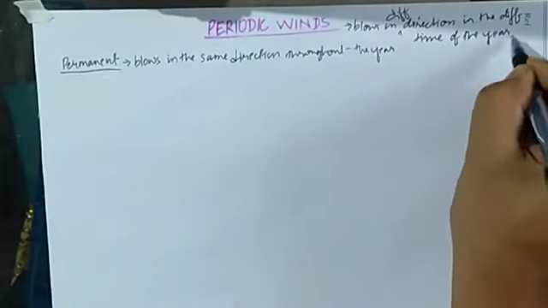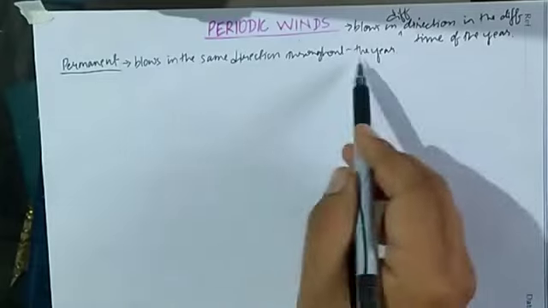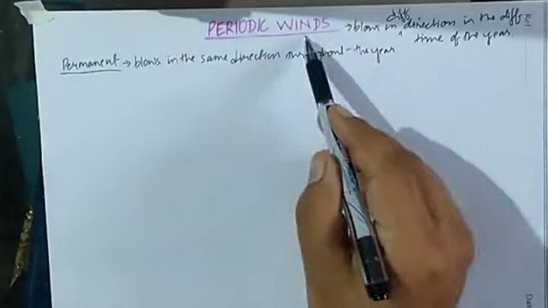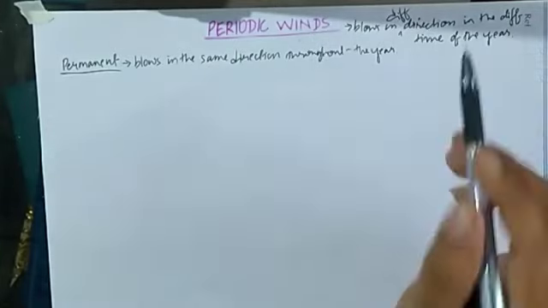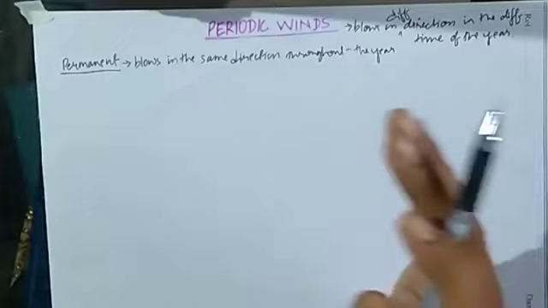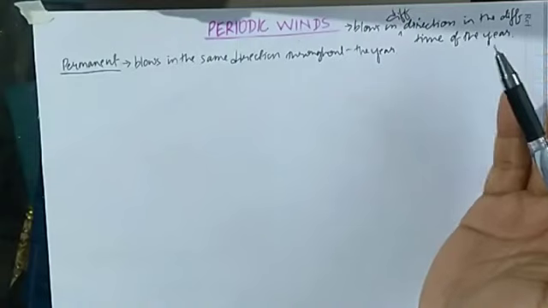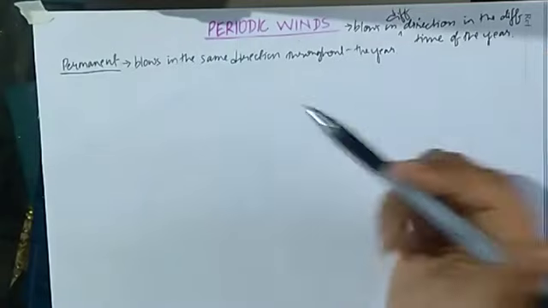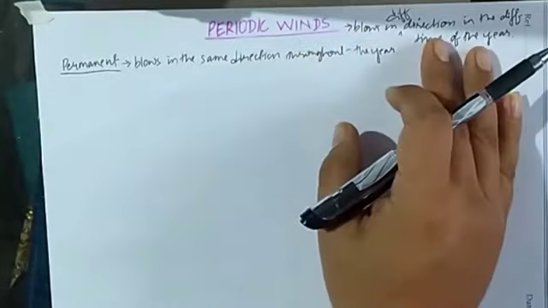So here you can see the differences. Permanent winds blow in the same direction throughout the year. It does not change the direction. But the periodic winds blow in different directions at different times of the year, meaning in different seasons the direction of the winds also changes. Understood? That is the main difference between the permanent winds and the periodic winds.